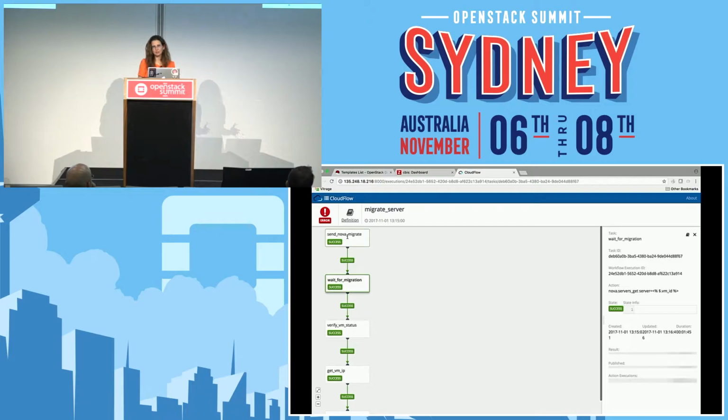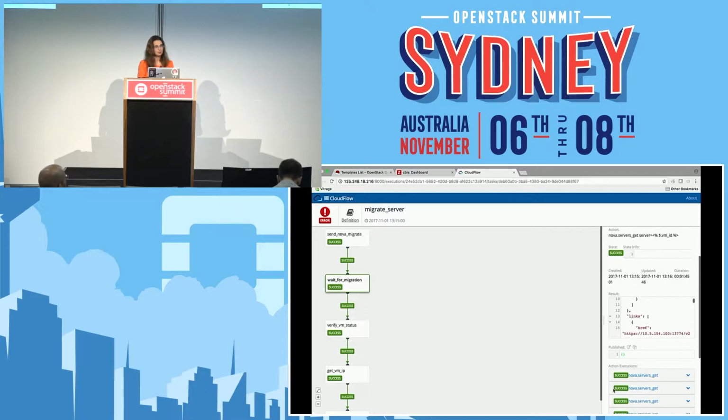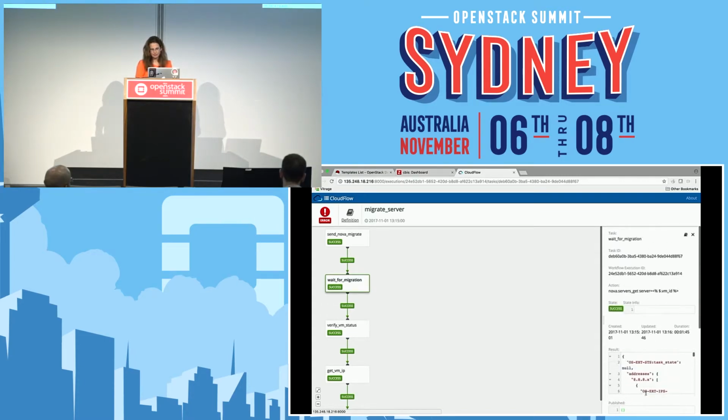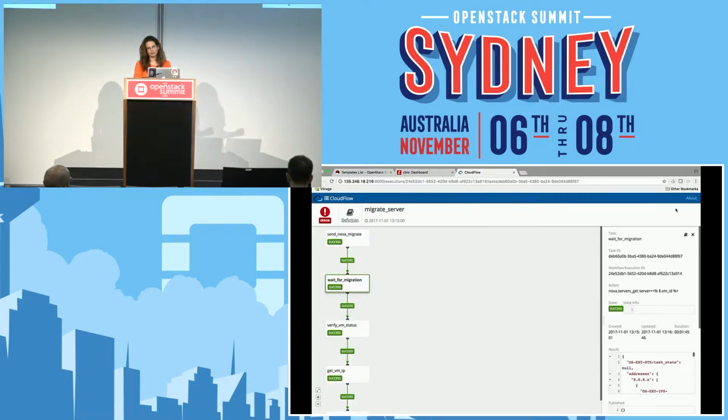Then there is a task, wait for the migration to happen. And this uses the Mistral capability to do retry for actions. And you can see that it retries quite a few times until the migration is finished. And we will see the task definition. And here we see the number of times to try and the delay between retries. And it waits for the status of the VM to be other than resize or verify resize.